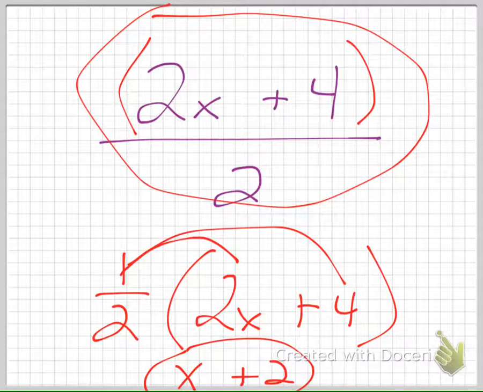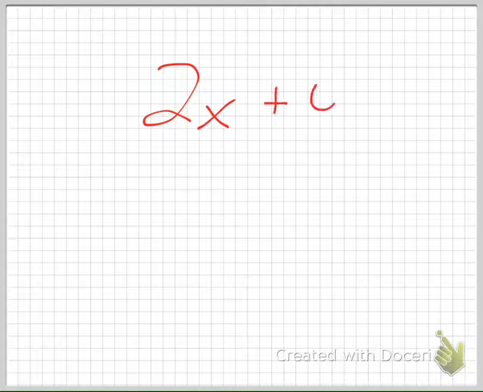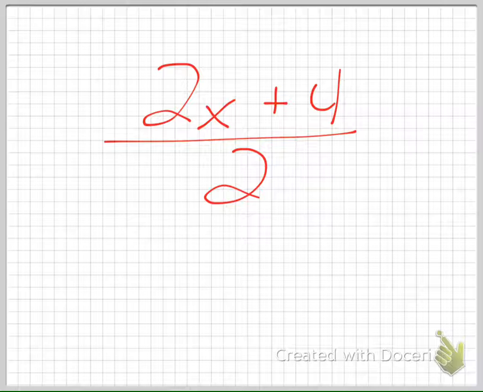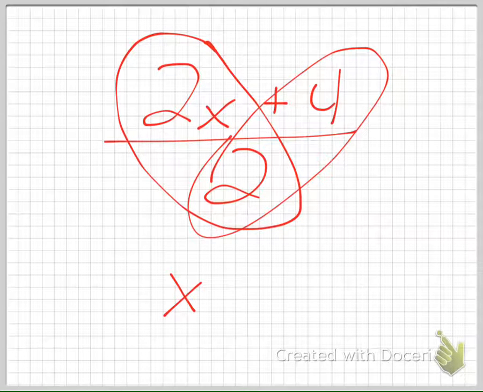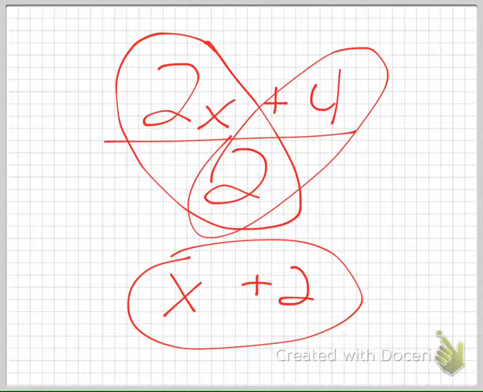You can use the distributive property with just straight up division. I'm going to go like this, and I think I've shown you this before. What is 2x divided by 2? What is 2x divided by 4? What is 4 divided by 2? There it is. Does that make sense? That's not for a little while, but you're in algebra, and this is coming.